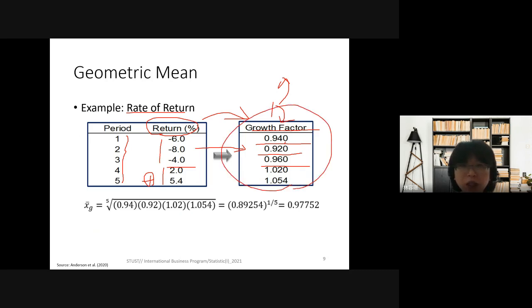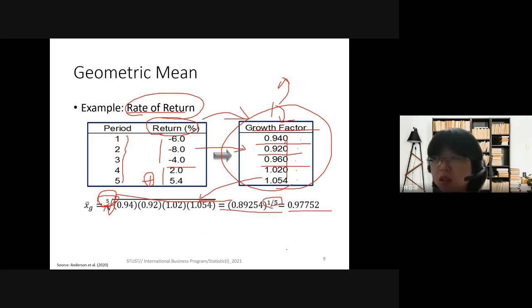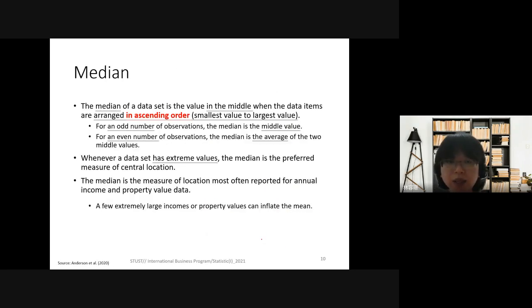If I would like to know the geometric mean of the rate of return, I can multiply them and then get the fifth root, because there are 1, 2, 3, 4, 5, five factors here. I can express them in such a form. You can use your calculator to get the result. And then the median.